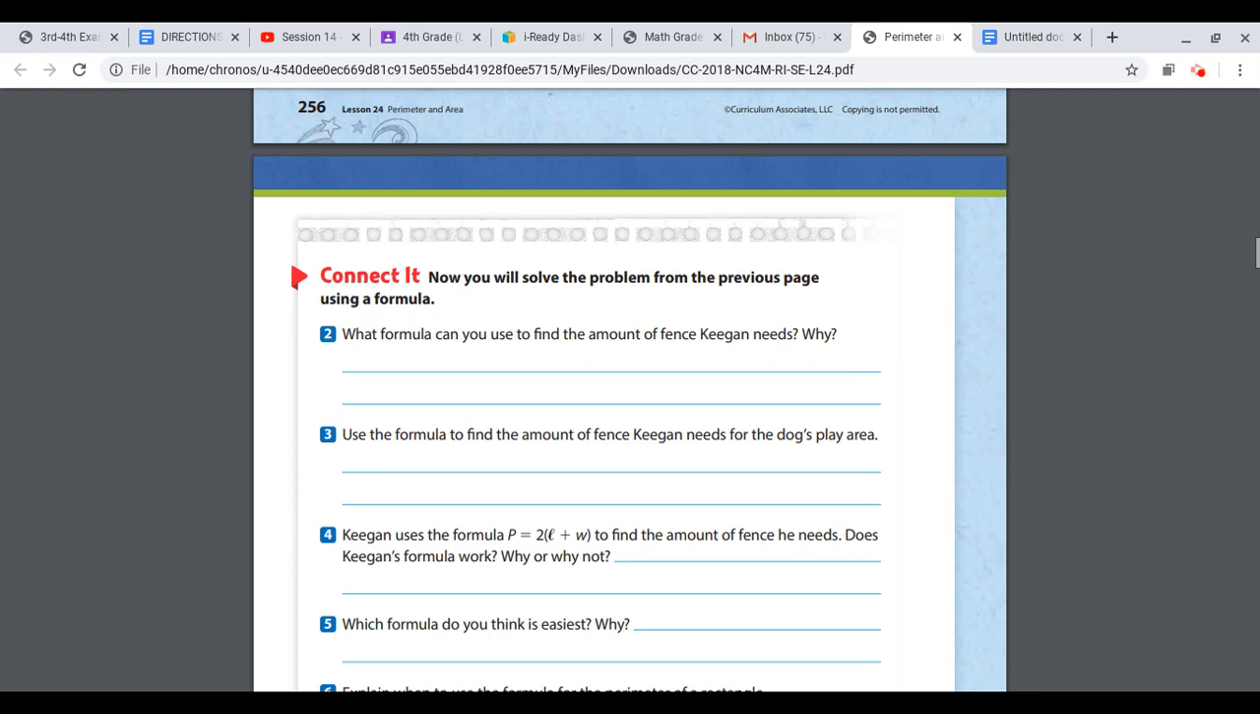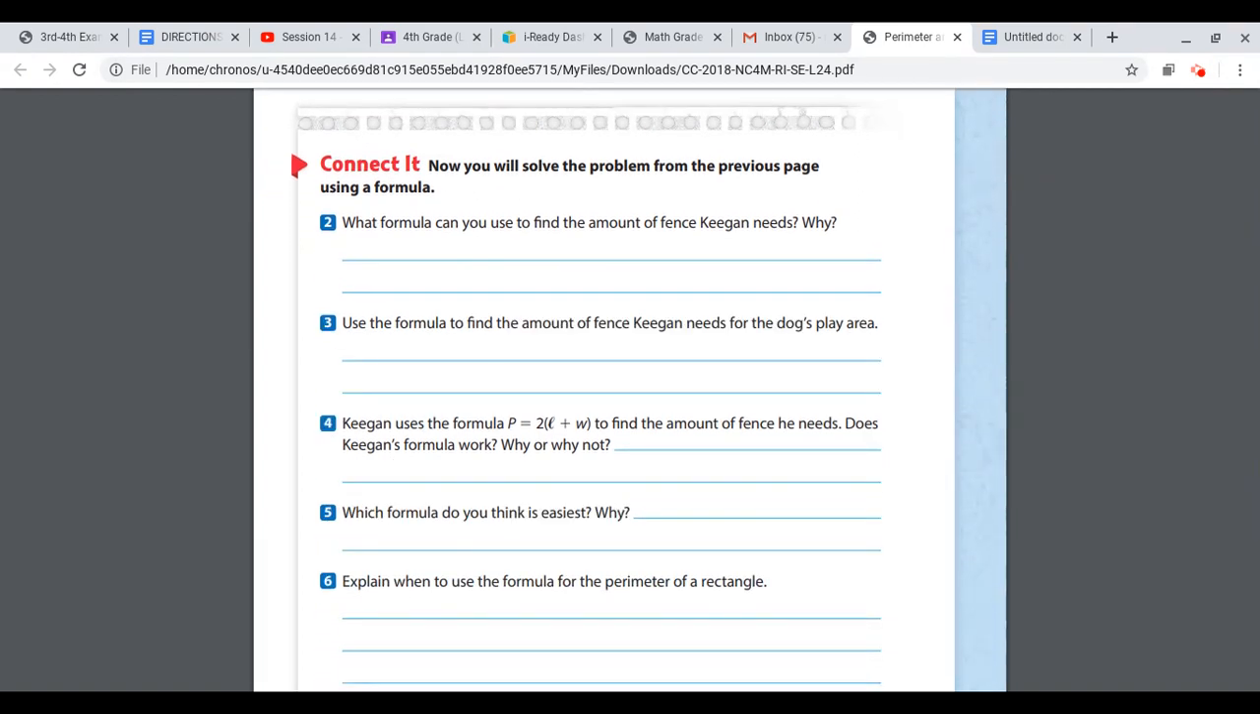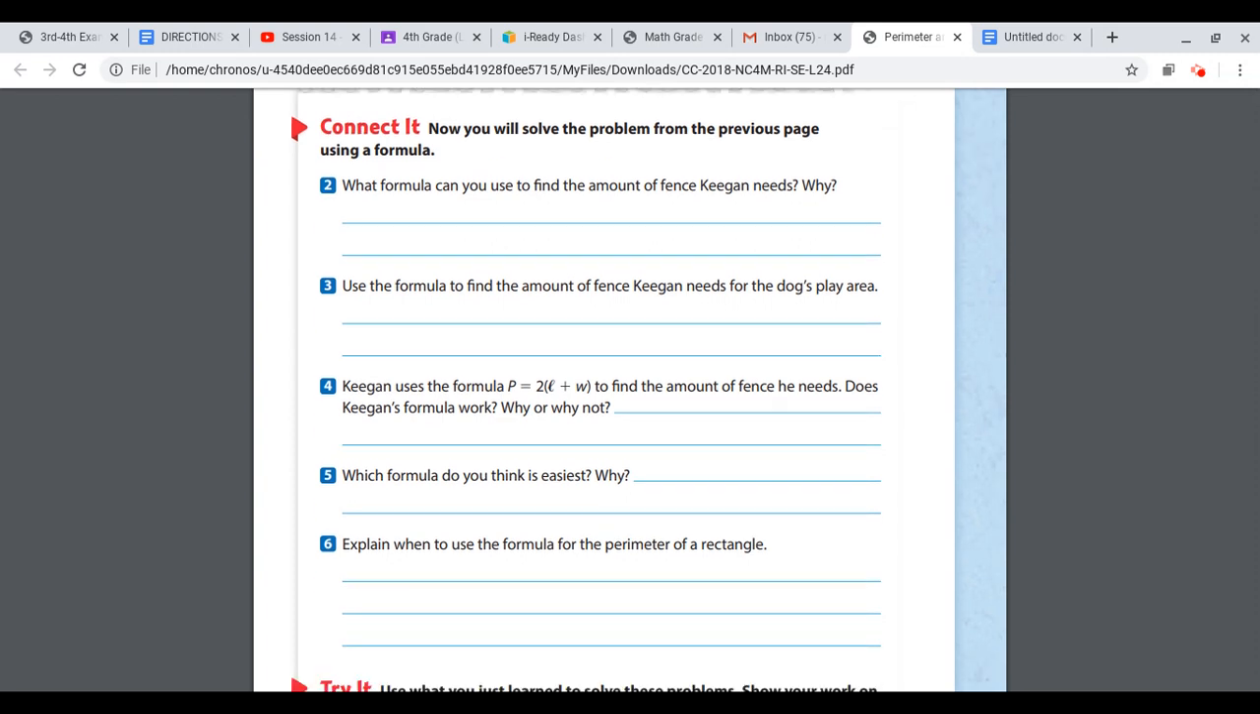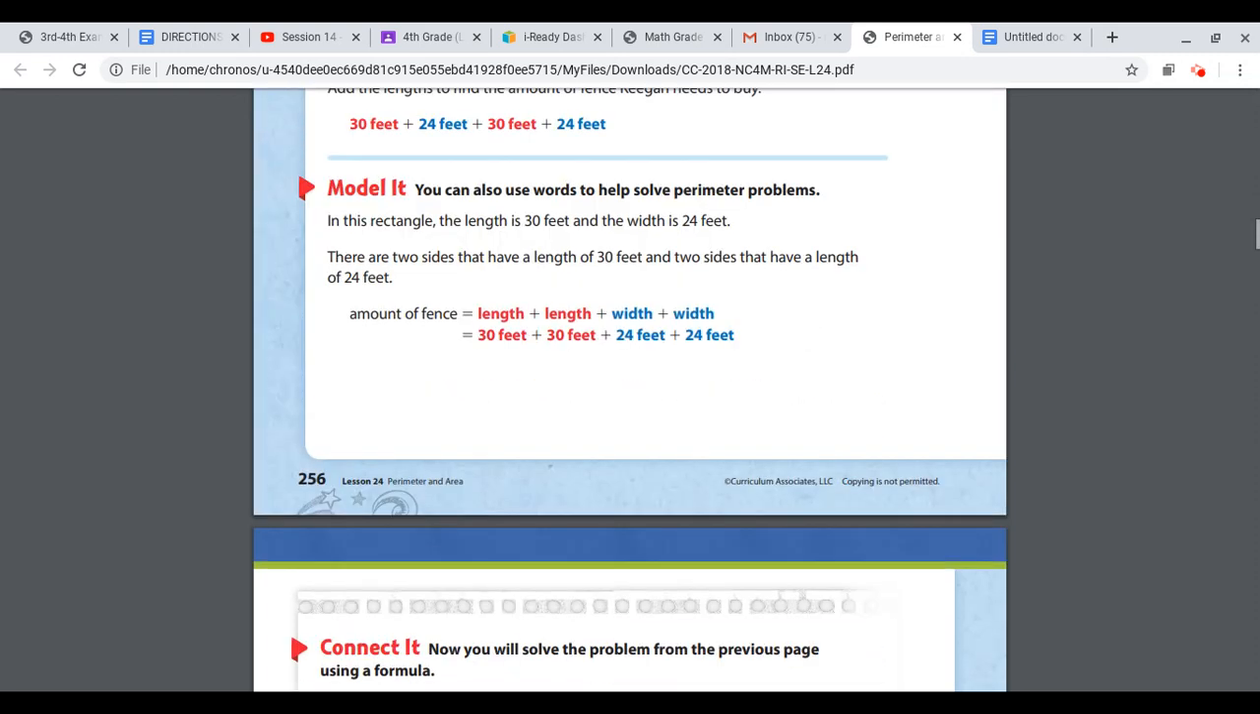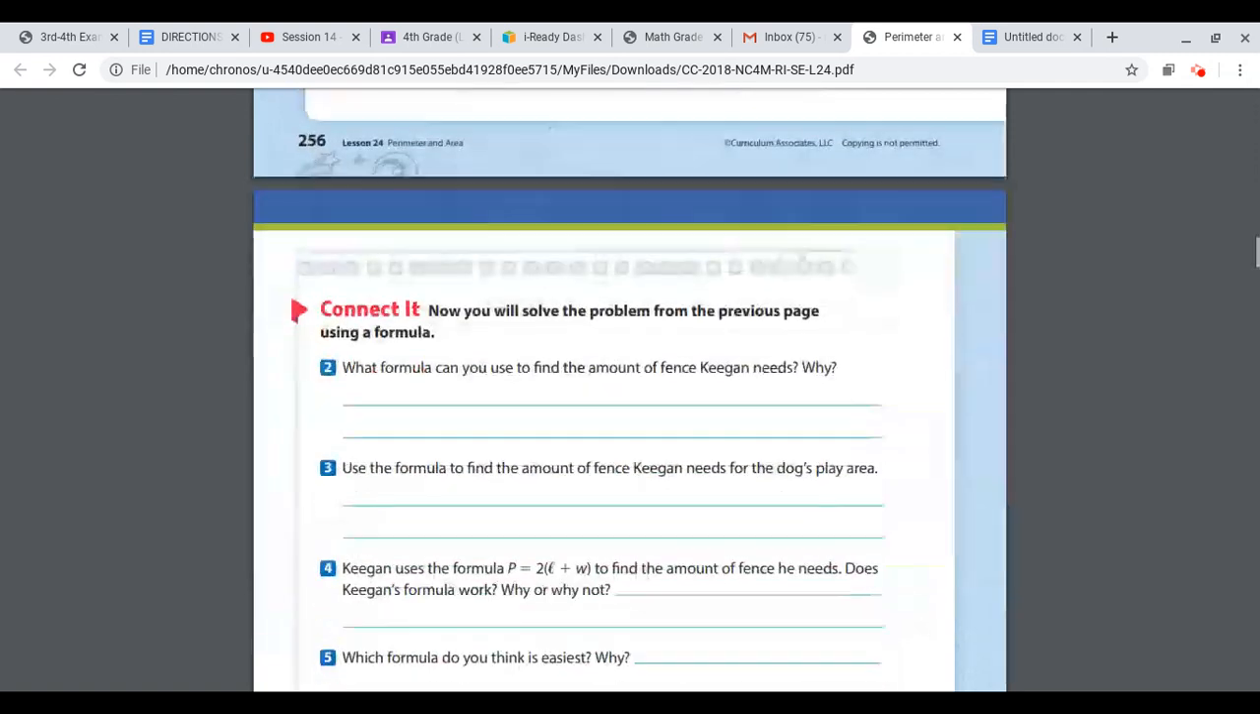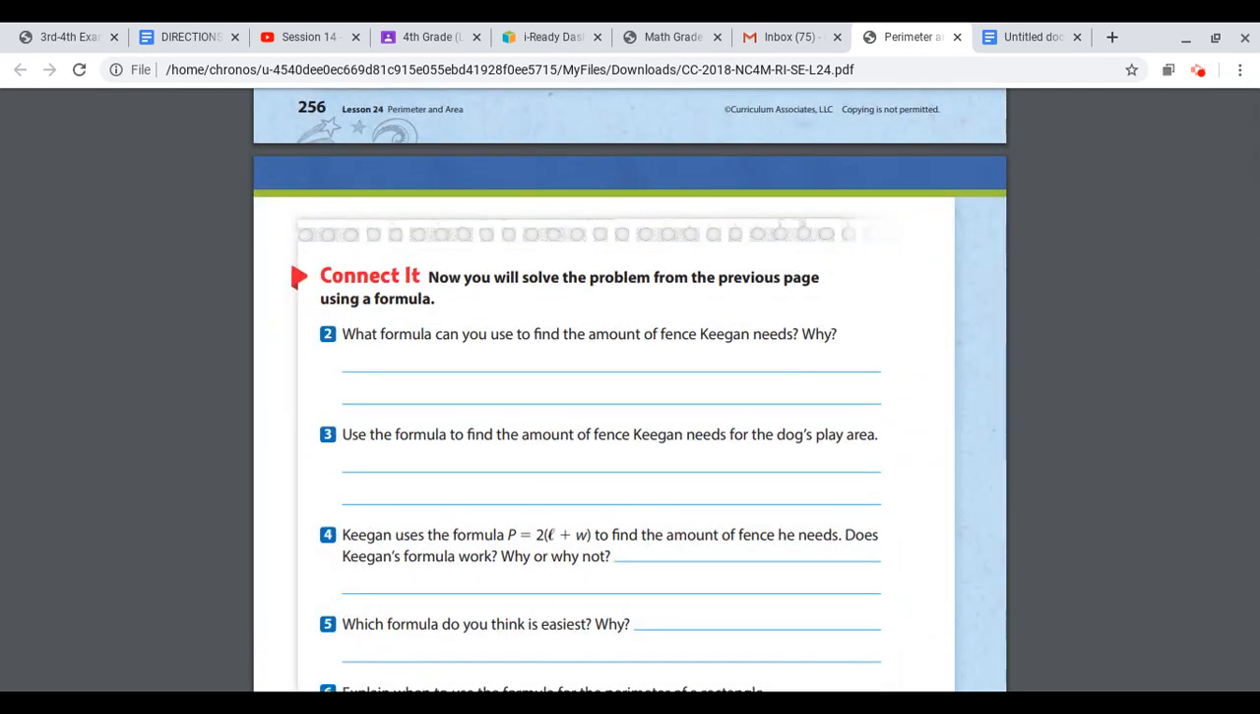Now you will solve the problem from the previous page using a formula. Okay, what formula can you use to find the amount of fence Keegan needs and why? The answer to that is on this page right here. You just copy it over. Use the formula to find the amount of fence Keegan needs for the dog's play area. You write the answer for number 3.